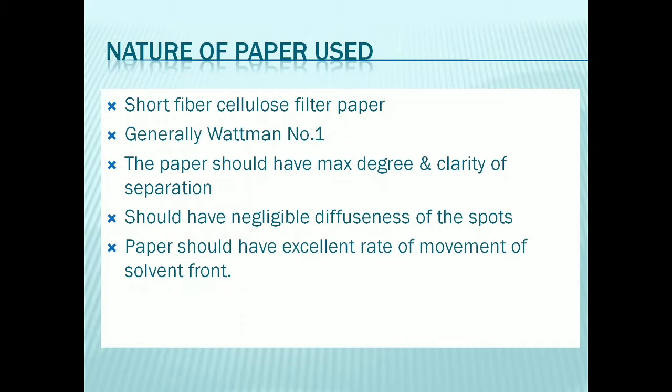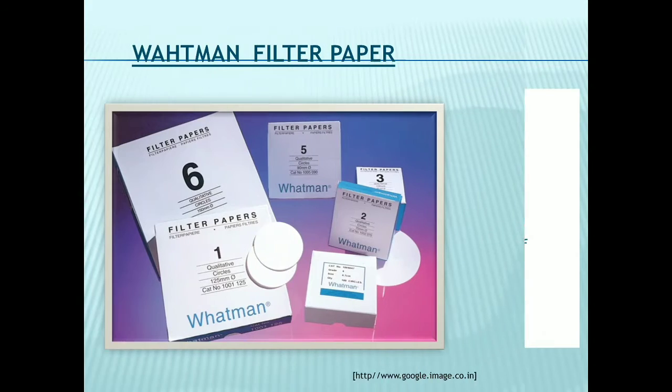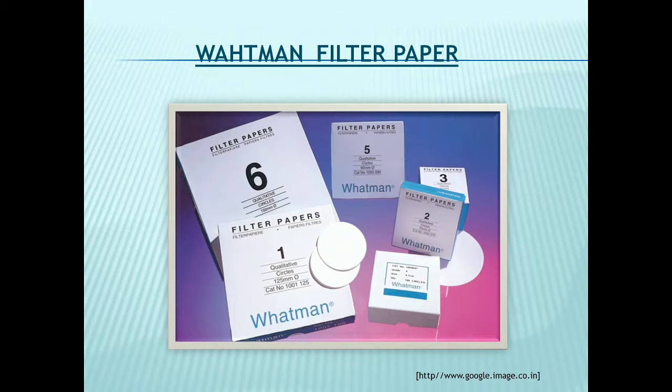Nature of paper used: short fiber cellulose filter paper. Generally, Whatman filter paper number 1 is used. The paper should have a maximum degree of clarity of separation. It should have negligible diffusiveness of the spots. It should have an excellent rate of movement of the solvent front. This is the image showing Whatman filter papers.